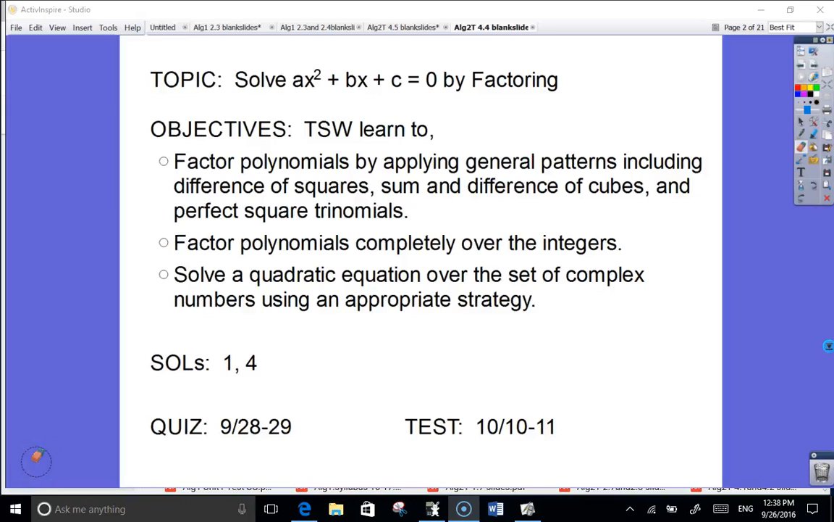So last class we did ax squared plus bx plus c, but a equals 1. But this class, a does not equal 1. So that makes it considerably more difficult to do most of this factoring.